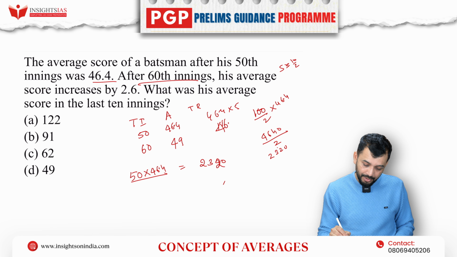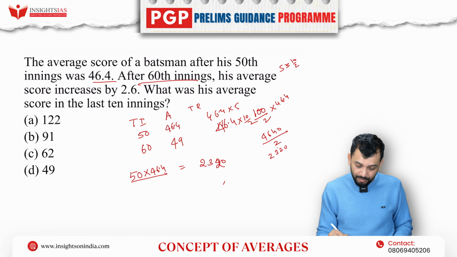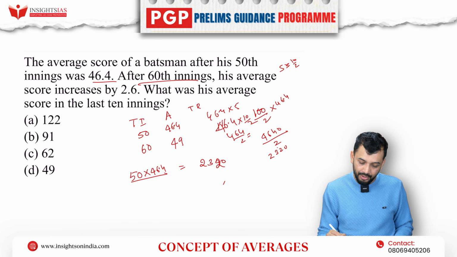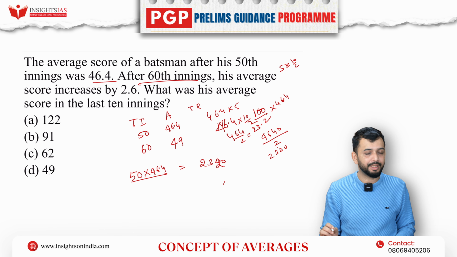46.4 into 10 by 2. Because of this, it will become 464. 46.4 into 10 is 464, divided by 2. Then it becomes easy: 2 2s are, 2 3s are, 2 2s are. Like that you can just do it.